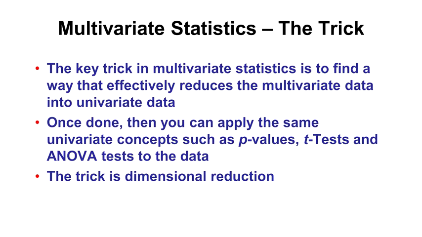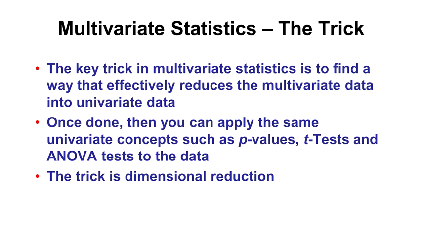So the essence of multivariate statistics is to convert multivariate data into univariate data. If you can convert the whole thing into a univariate problem, then you can apply all the things I've just taught you about p-values and t-tests and ANOVA to the data. So how do you reduce, essentially, multivariate data to semi-univariate data? The trick is something called dimension reduction.